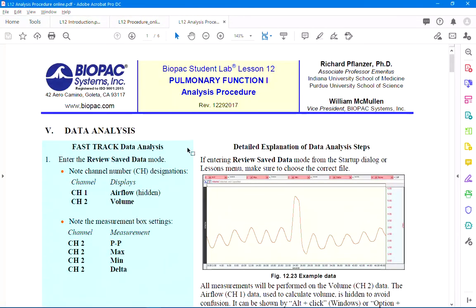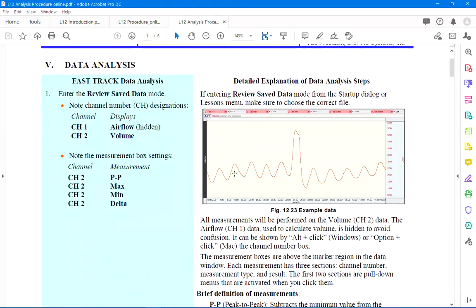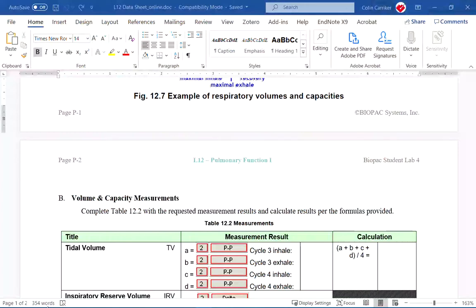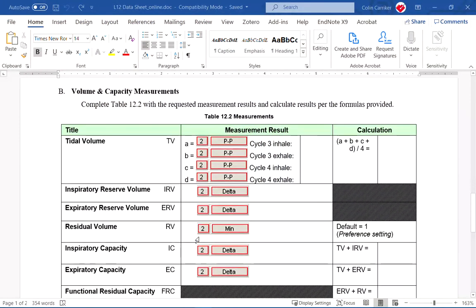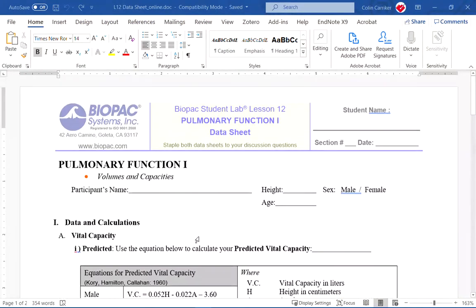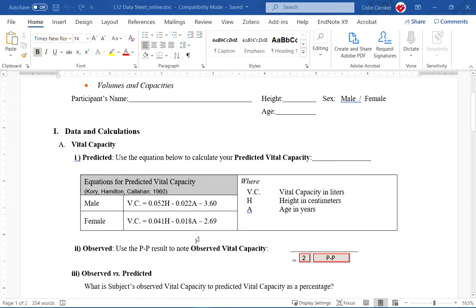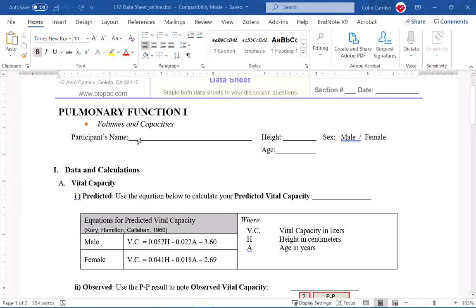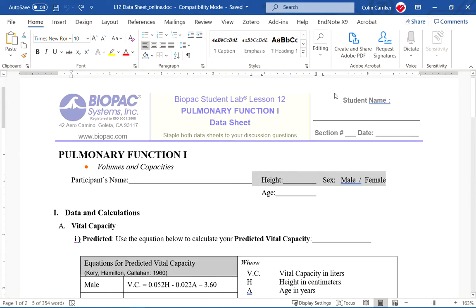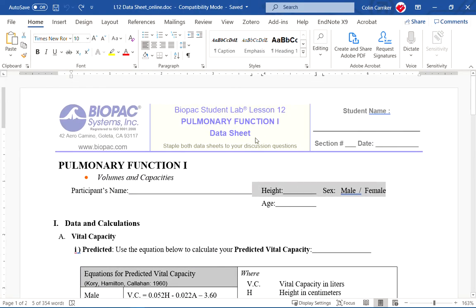So when we do our analysis, as you go through your data analysis, you're going to see on your Biopac BSL data sheet the table for all of your volume and capacity. So this would be your data sheet that you're going to fill out for this week's lab. Obviously, for your participant, you'll enter their name, height, sex, age, and your name would go up in this corner here.